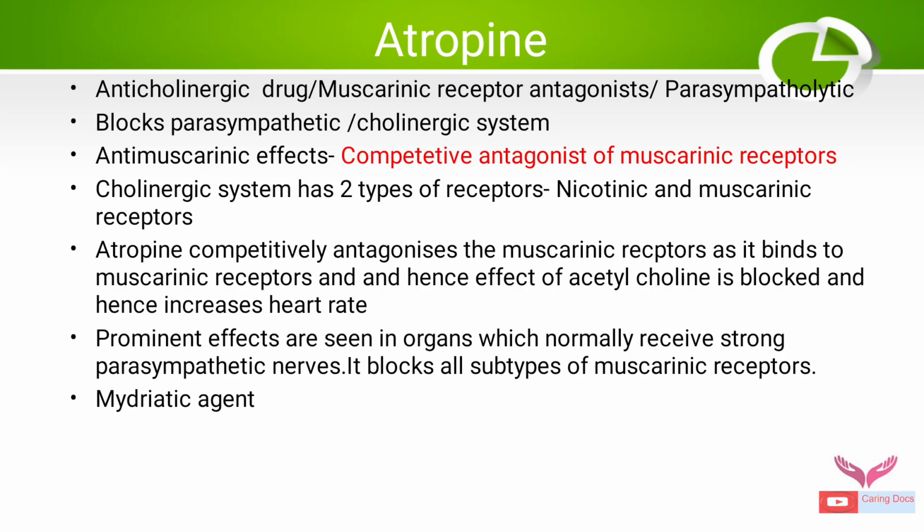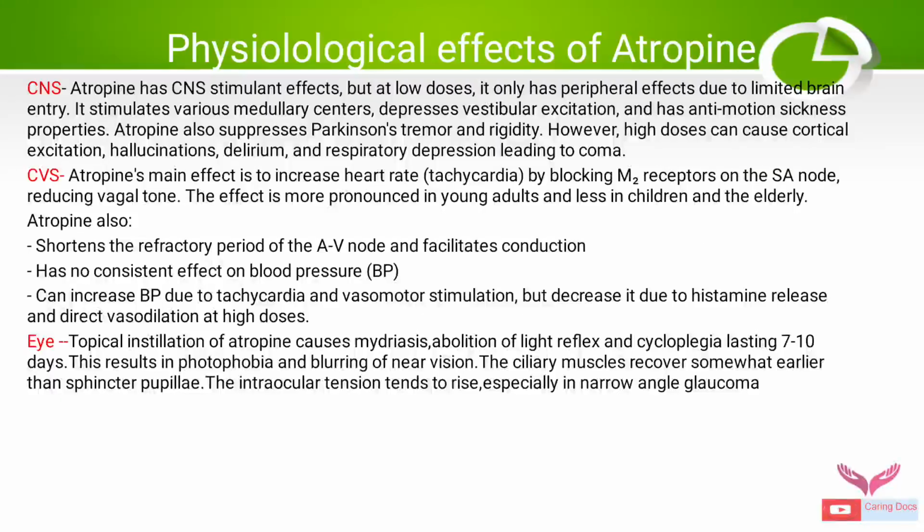If we see, the cholinergic system has two types of receptors, nicotinic and muscarinic. Atropine competitively antagonizes the muscarinic receptors as it binds to them, and hence the effect of acetylcholine is blocked, and hence it increases the heart rate. The prominent effects are seen in the organs which normally receive strong parasympathetic nerves. It blocks all subtypes of muscarinic receptors. It also acts as a mydriatic agent.